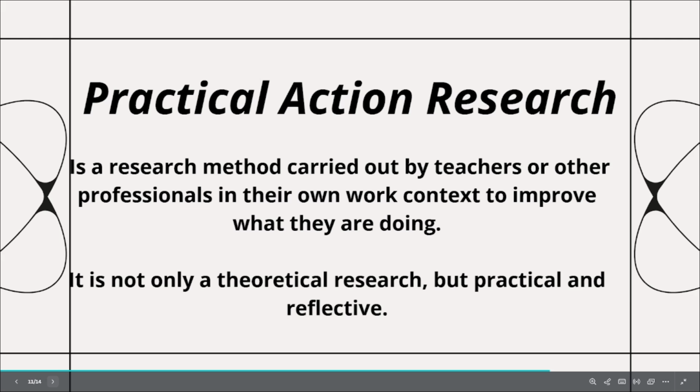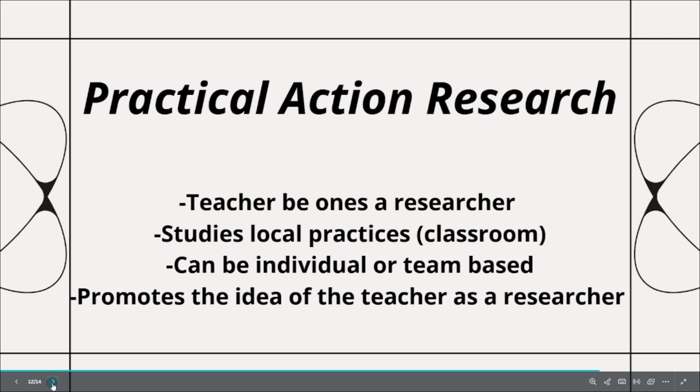Practical action research is a research method carried out by teachers or other professionals in their own work context to improve what they are doing. It's not only theoretical research, but practical and reflective. Next slide. The teacher as researcher studies a local practice in the classroom, which can be individual or team-based, and promotes the idea of the teacher as researcher.